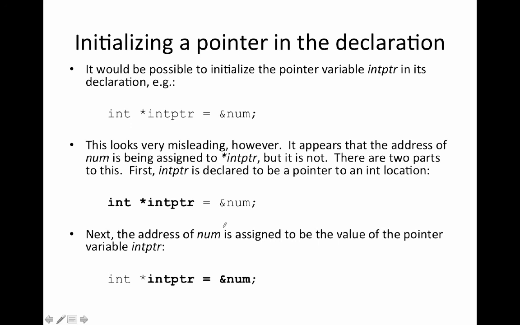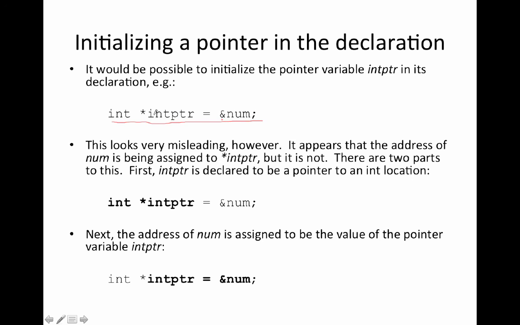It's possible to initialize a pointer in the declaration. So we could have initialized the pointer variable int pointer to store the address of num in the declaration. Now the way this looks, however, can look very misleading. It almost looks like we're storing the address of num in star int pointer, but that's not what is happening.